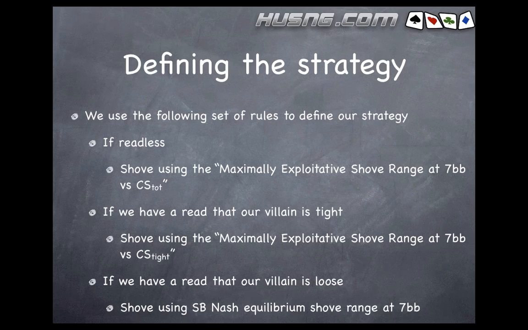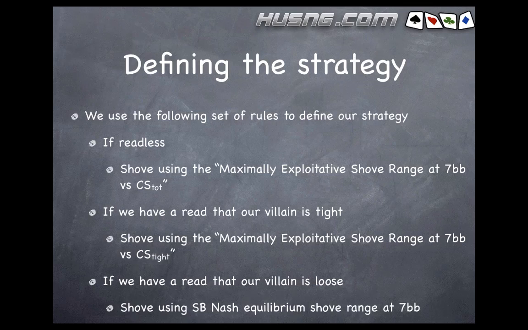We just use the following set of rules to define our strategy. If readless, shove using the maximally exploitive shove range at 7 big blinds versus the total calling shove range that we computed. We found that shoving range. We shove according to that when readless. When we have a read that our villain is tight, we shove using the maximally exploitive shove range at 7 big blinds versus that tight calling range. That was the Bayesian adaptation. We use that tight Bayesian adaptation, and we shove 95% of hands, and we make even more money than readless, maximally exploiting readless ranges. So we're very happy when we get a tight read.